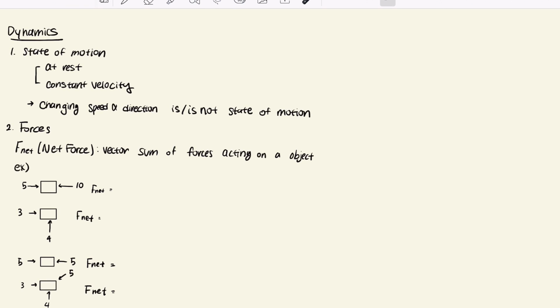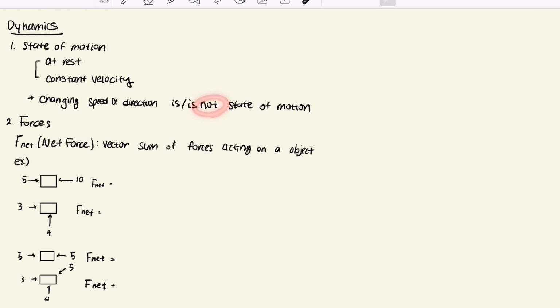Today we're going to talk about dynamics. So first, state of motion. There are two big different categories of state of motion. First, when an object is at rest or moving at a constant velocity, we say those two are in a state of motion. However, if an object is changing speed or direction, it is not in a state of motion.